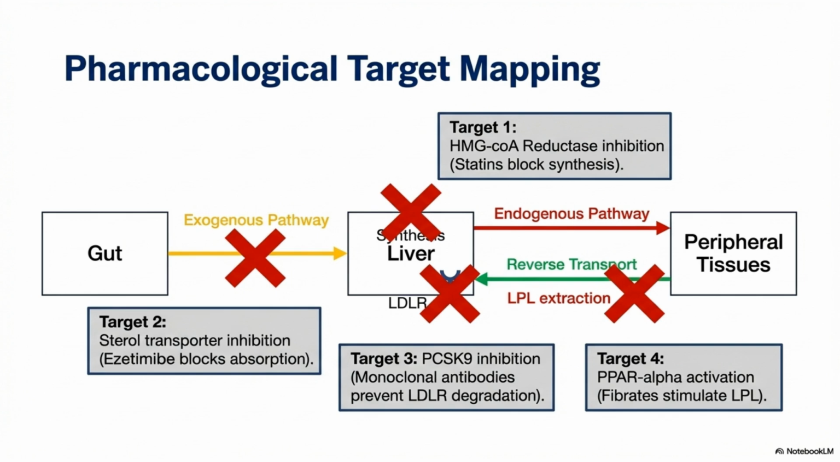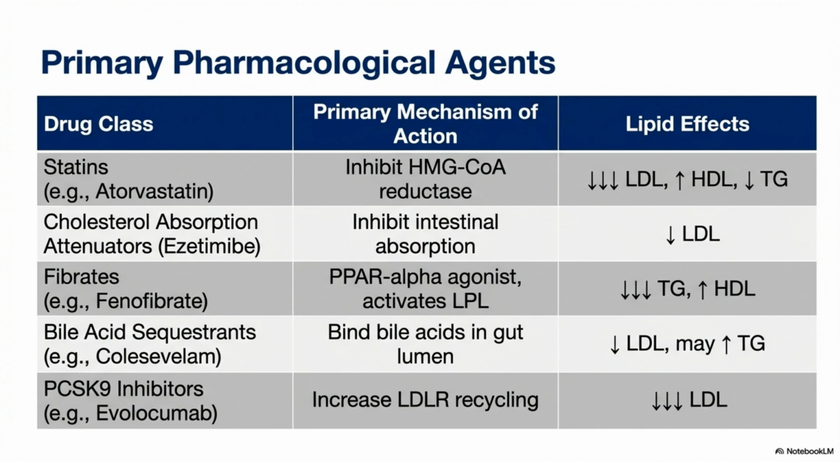Pharmacological targets map to various points in lipid metabolism. Target 1. Statins block cholesterol synthesis. Target 2. Ezetimibe blocks absorption. Target 3. PCSK9 inhibitors prevent LDLR degradation. Target 4. Fibrates stimulate LPL. Primary pharmacological agents include statins, cholesterol absorption attenuators, fibrates, bile acid sequestrants, and PCSK9 inhibitors. Each class has a distinct mechanism of action and varying effects on lipid levels.